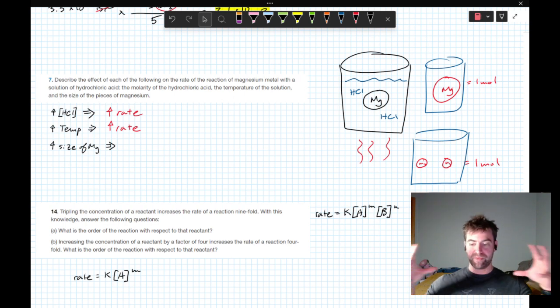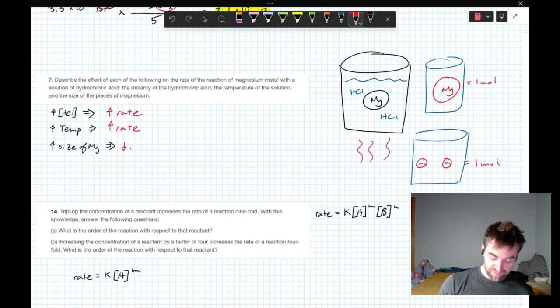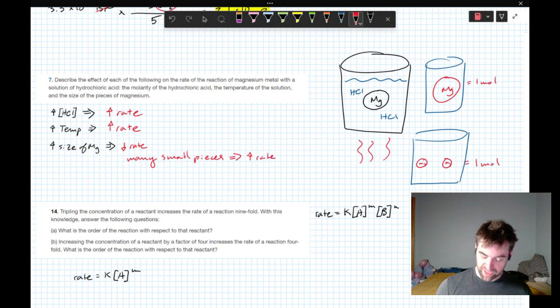If you take all of your material and you put it into one super chunk, you're only able to access the material that's around the perimeter, just the external surface area, and not the atoms that are in the middle of that chunk of metal. And so your reaction rate is going to be much slower. So increasing the size of the chunks of magnesium, assuming you have the same amount of magnesium, is going to decrease your rate. So conversely, many small pieces would result in an increased rate or a faster rate.